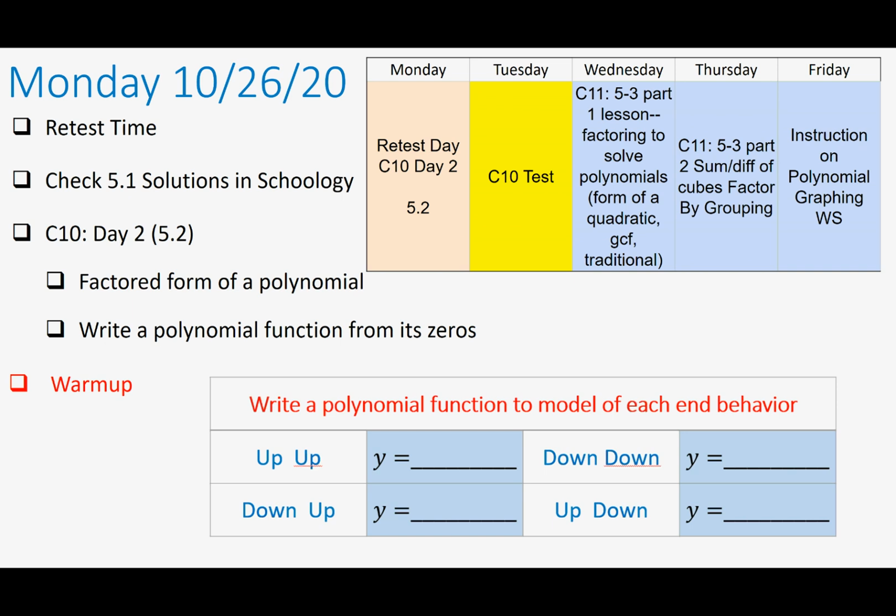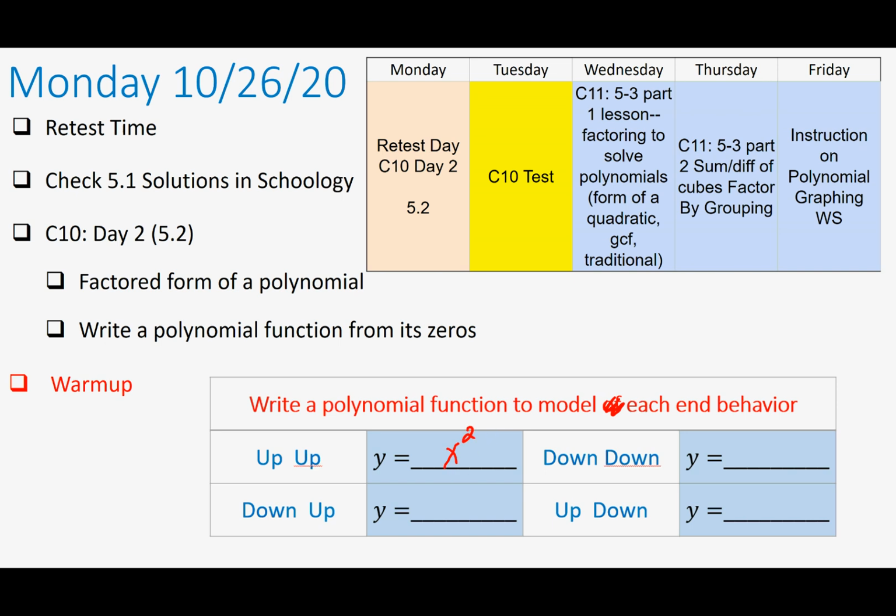This little warm-up: write a polynomial function to model each end behavior. It's supposed to say model each end behavior. So if I have end behavior that is up and up, what's an example of a function that I could have that will model that, that will end up being up and up? Emma? X squared, correct. Okay.